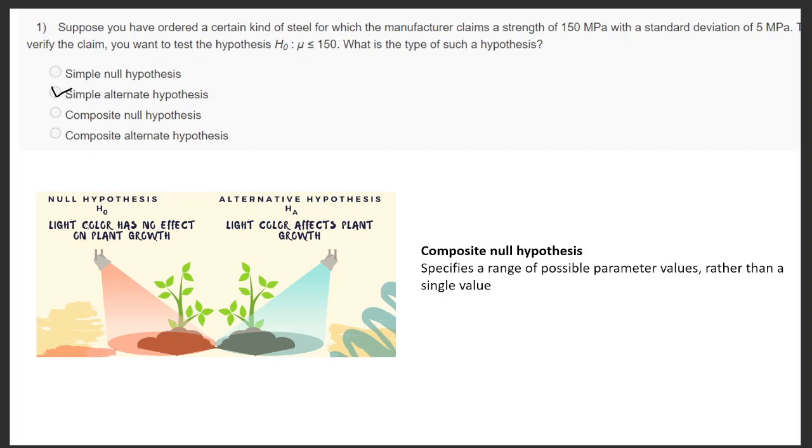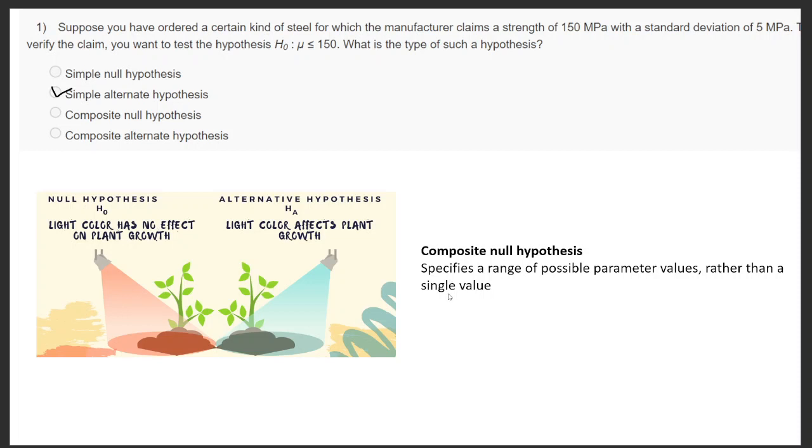But we can understand what a null hypothesis is. For example, if light color has no effect on plant growth, this is a null hypothesis. It doesn't consider the effect of other constituents. The alternate hypothesis is that light color affects plant growth. So it considers the external factor which affects the plant growth, and that is considered the alternate hypothesis. There is another one called composite null hypothesis.